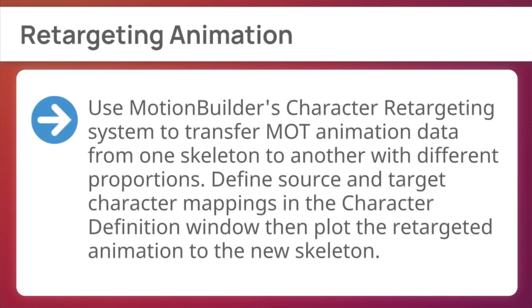Use MotionBuilder's Character retargeting system to transfer MOT animation data from one skeleton to another with different proportions. Define source and target character mappings in the character definition window, then plot the retargeted animation to the new skeleton.